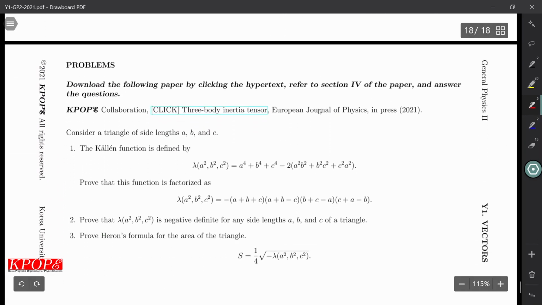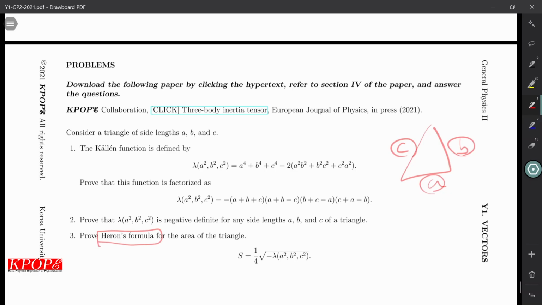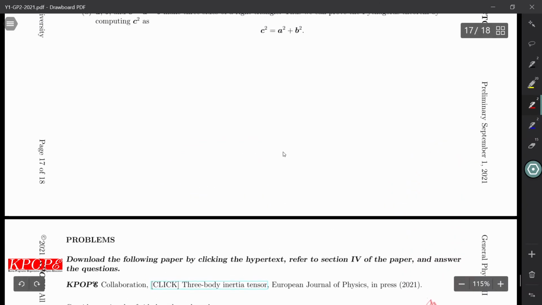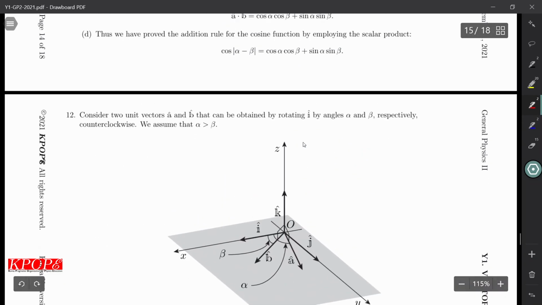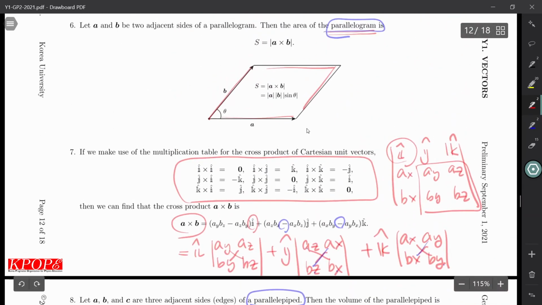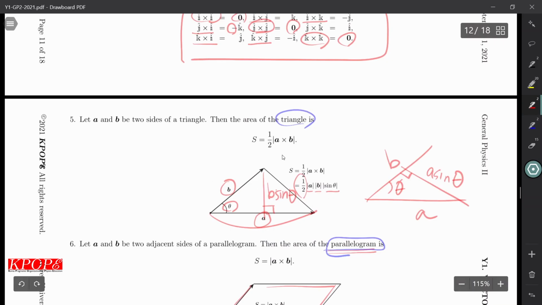There is a problem. This problem is related to the area of a triangle, and perhaps you already know about Heron's formula for the area of a triangle expressed in terms of the side lengths of a triangle. A triangle is given here, A, B, C. These three numbers represent the side lengths. One side, two sides, three sides, and A is the side length of this side, then B and C. And the area of a triangle can be expressed in terms of the cross product. We have considered this one already.